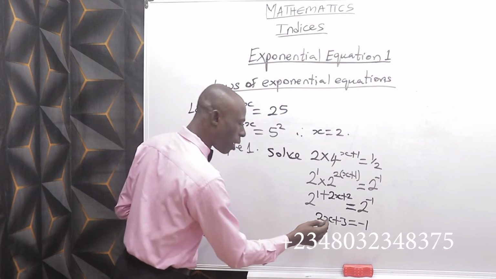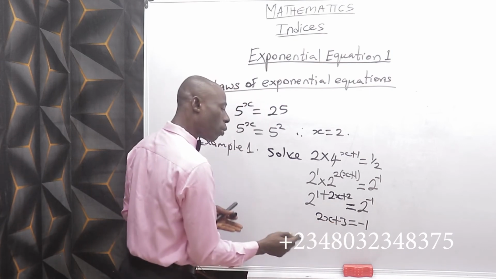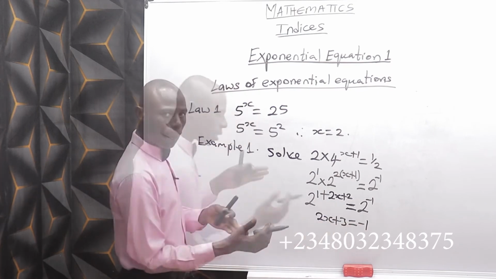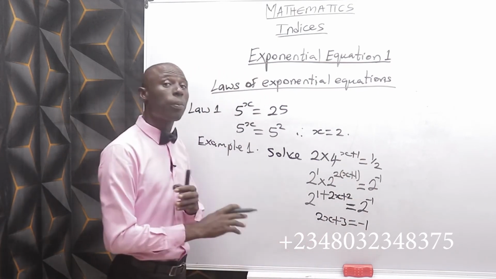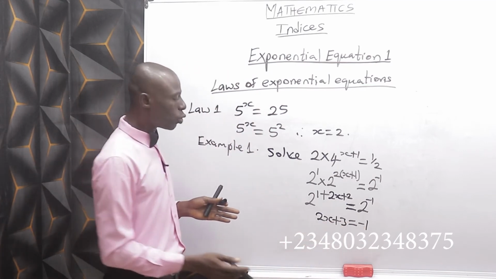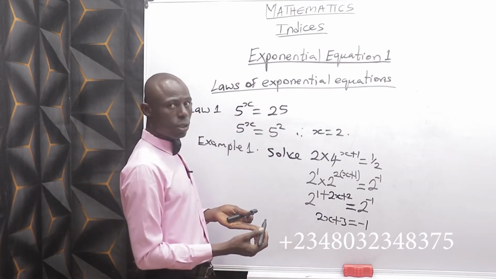Why do we conclude that 2x plus 3 is equal to minus 1? Because 2x plus 3 is the power on this side, and minus 1 is the power on the other side, and the power on both sides must be the same, so far as their bases are the same. That's why we equate them to each other.